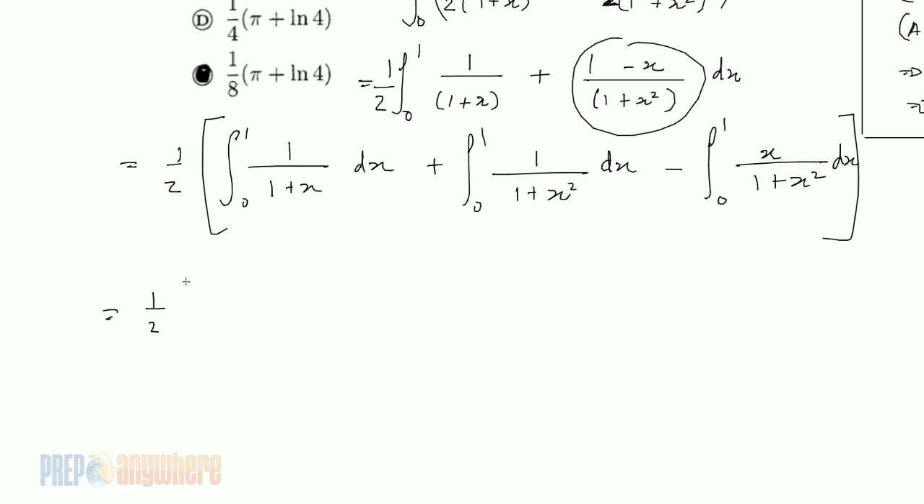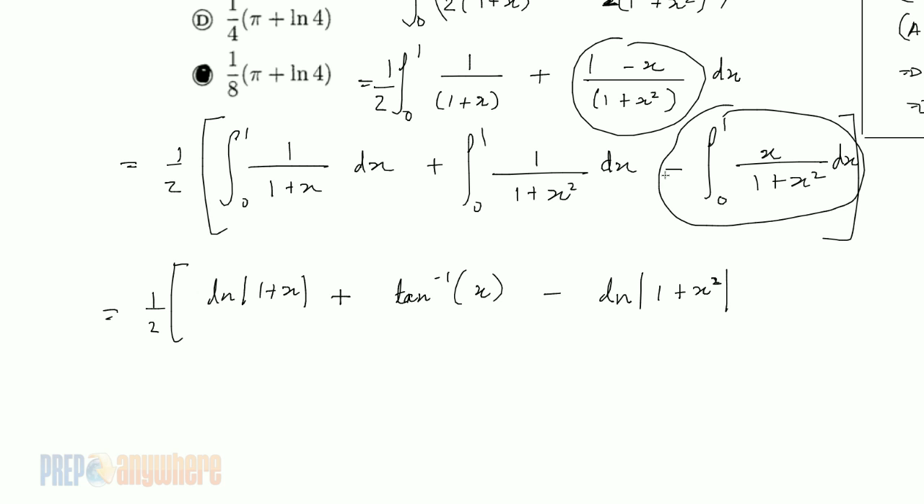So the first term integrates to give natural log of 1 plus x. The second term integrates to give the arctan, or the inverse tan, of x. And the last term integrates to give natural log 1 plus x squared. But I'll leave this integration as an exercise for you guys to do on your own. You can just follow the lecture video on integration by substitution.